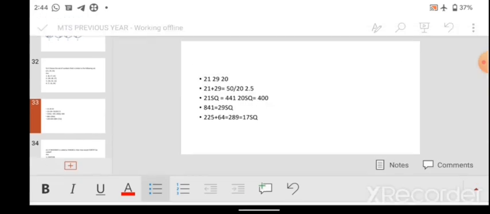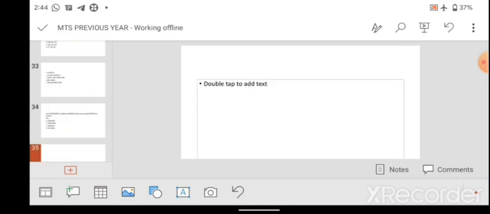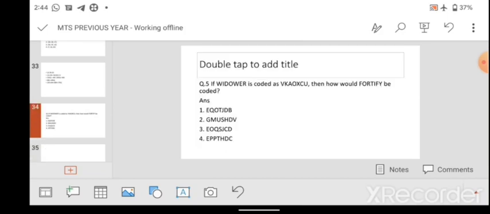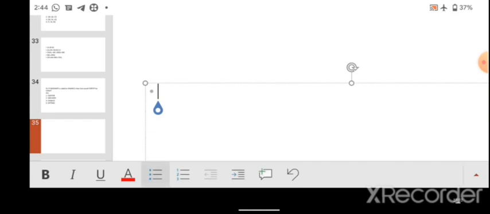Okay. Next question. If widower is coded as VKAOXCU, how would 45 be coded as? Okay, let's see how can we do it. You can type the letters if you want, widower and VKAOXCU. If you are having pen and copy, you can write it down. How would 45 be coded? So what is given? Widower.